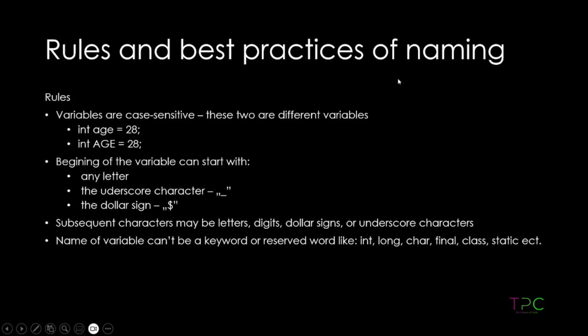Okay, second rule: the beginning of a variable can start with any letter, the underscore character or a dollar sign. Right, so those we can put at the beginning of a variable. Next, subsequent characters may be letters, digits, dollar signs or underscore characters. Next, the last one: the name of a variable can't be a keyword or reserved word, like int, because it's a type, right? So we can't use it. As well as long, char, final, class, static, etc. Okay, let's see these rules in the example.